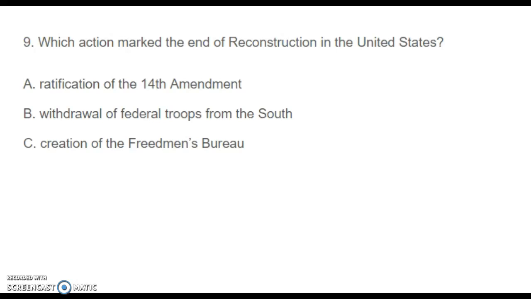Number 9. Which action marked the end of Reconstruction in the United States? A. Ratification of the 14th Amendment. B. Withdrawal of troops from the South. C. Creation of the Freedmen's Bureau.